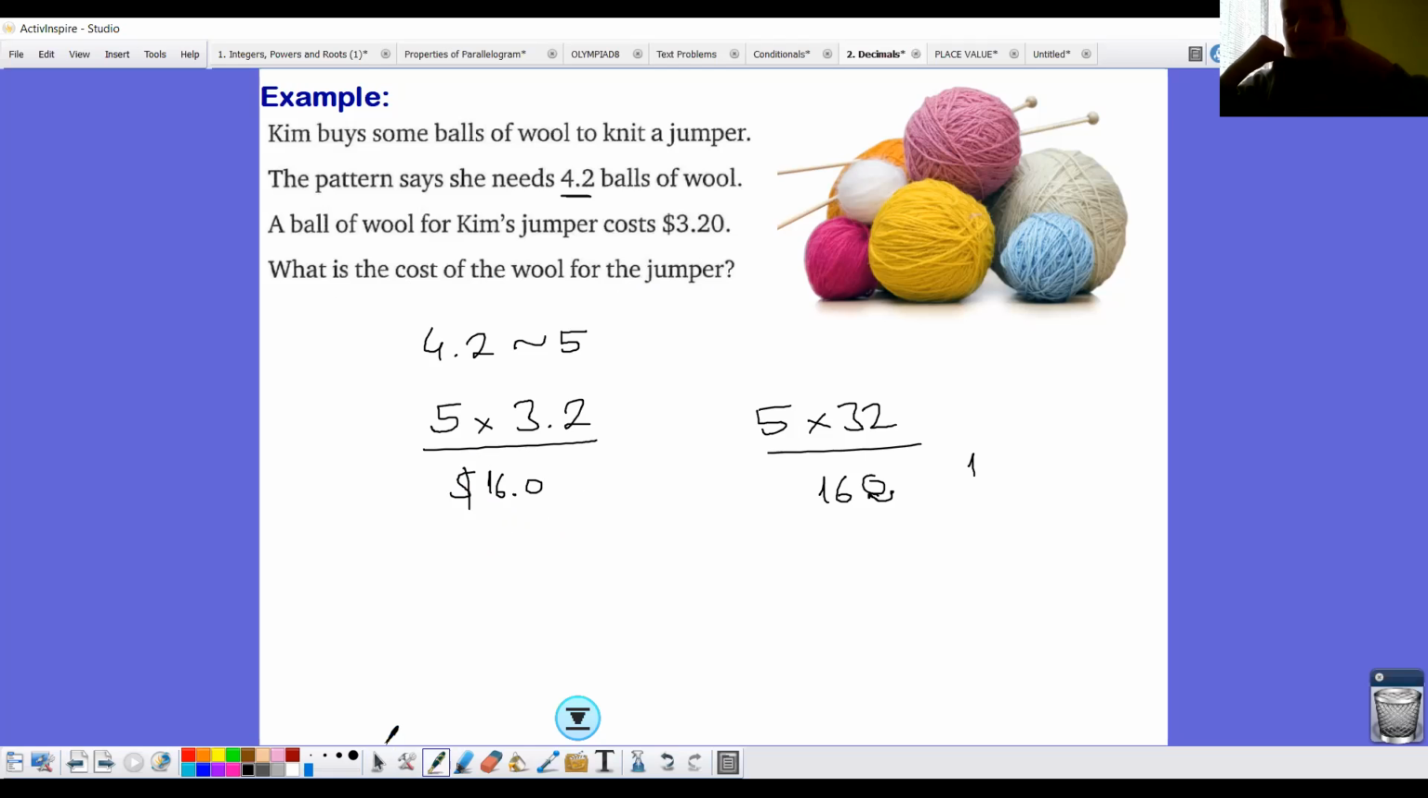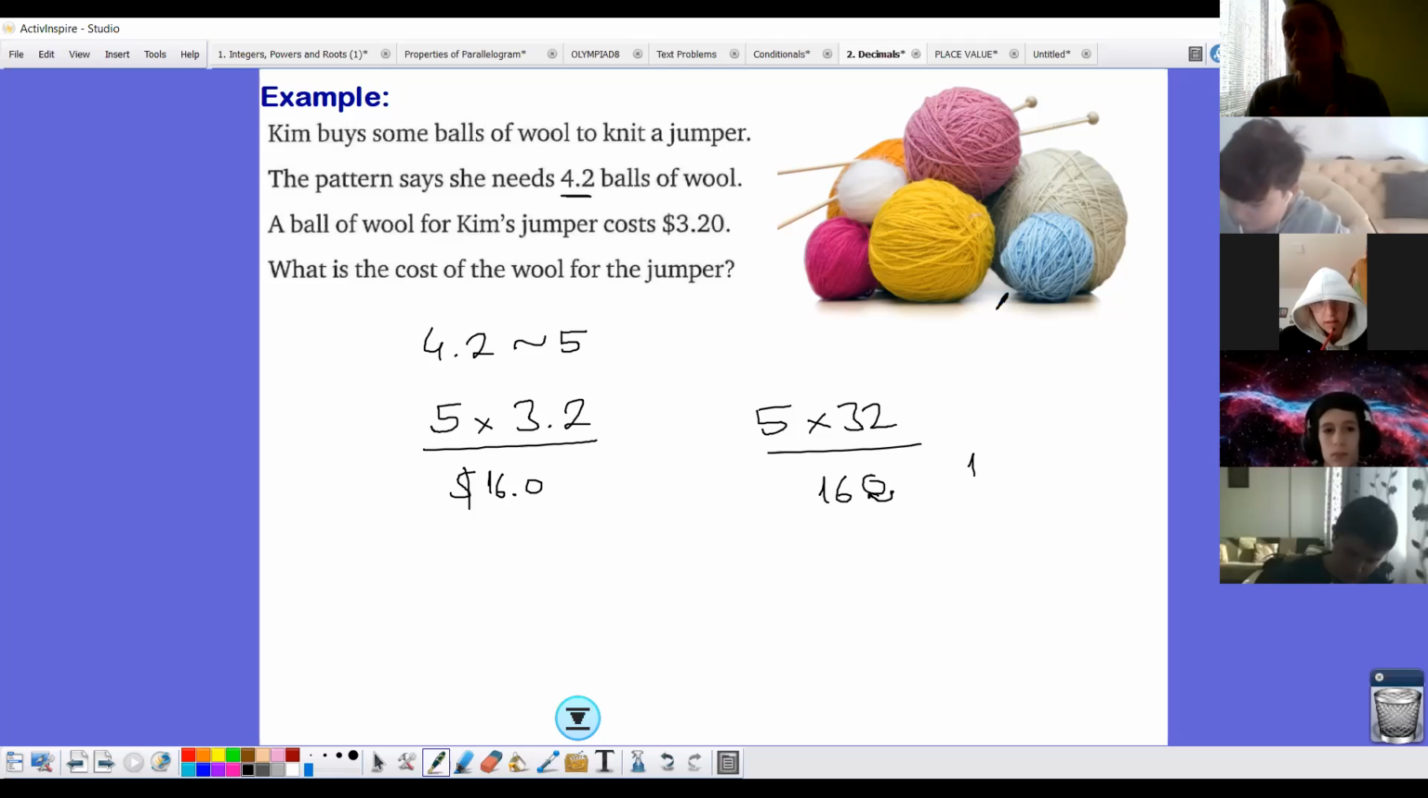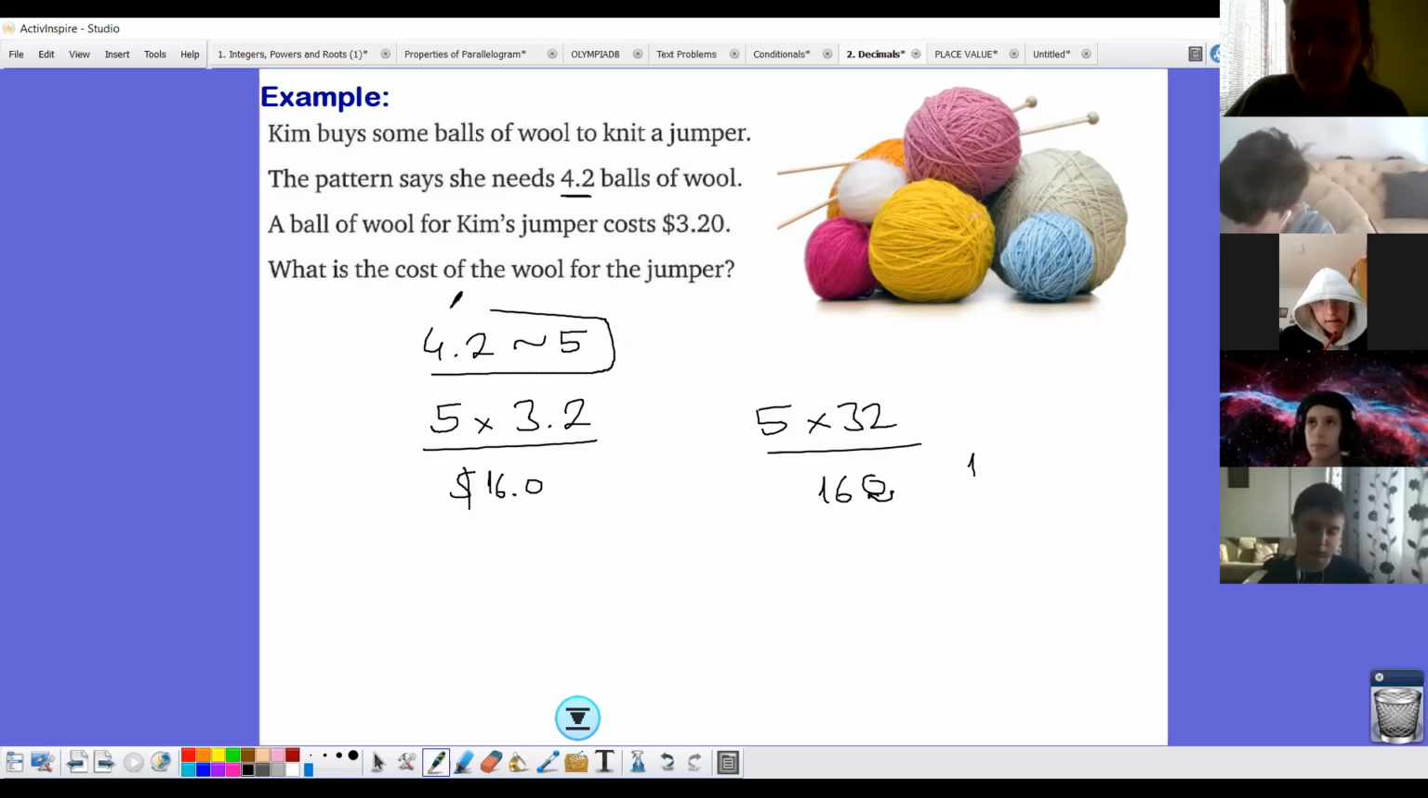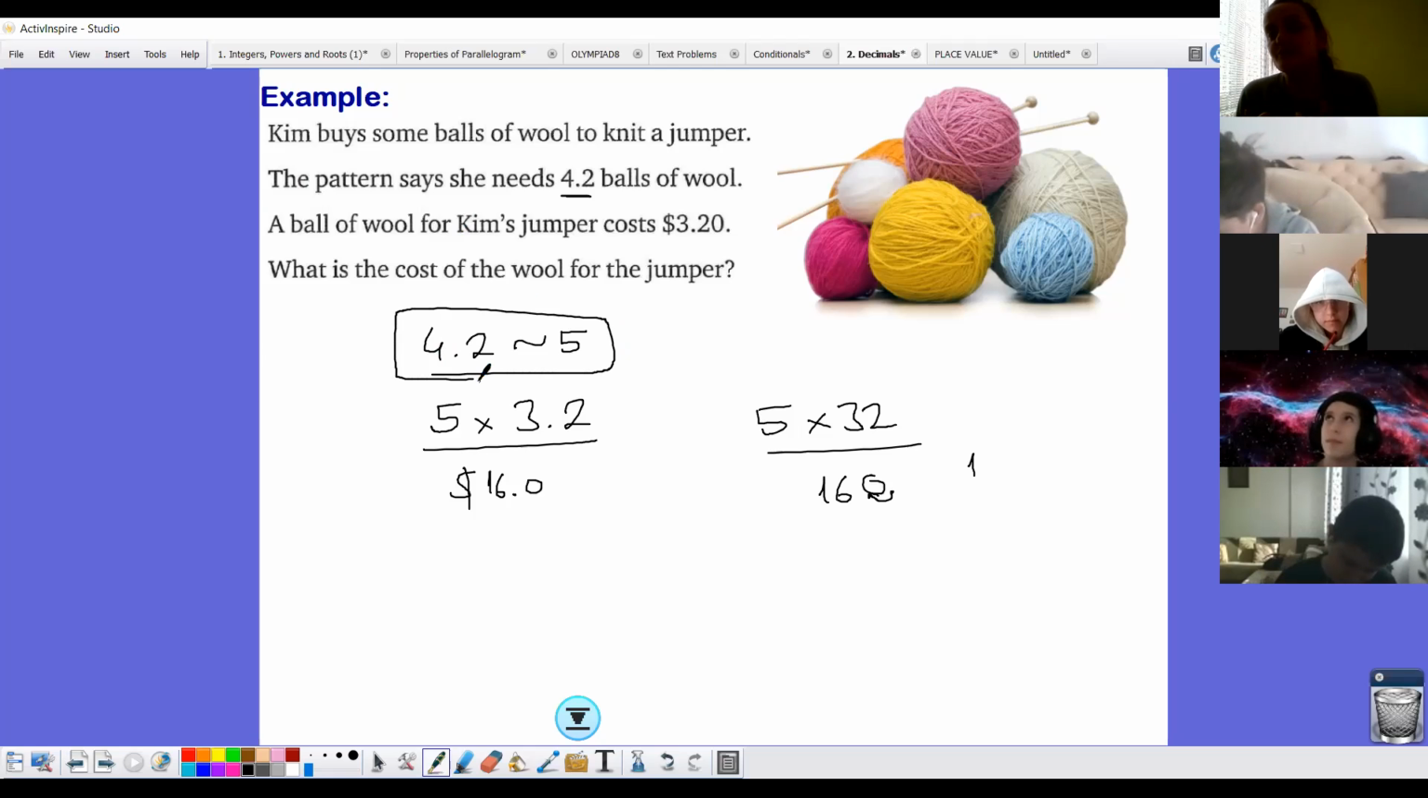I want to knit a jumper, and I need 4 balls and a bit more. But I cannot buy just a bit of wool from a shop. If I am buying, I will buy the whole ball, because they do not sell only some of it. Because of that, I am rounding 4.2 to 5. I will buy 5 balls to finish my jumper. Okay, got it.